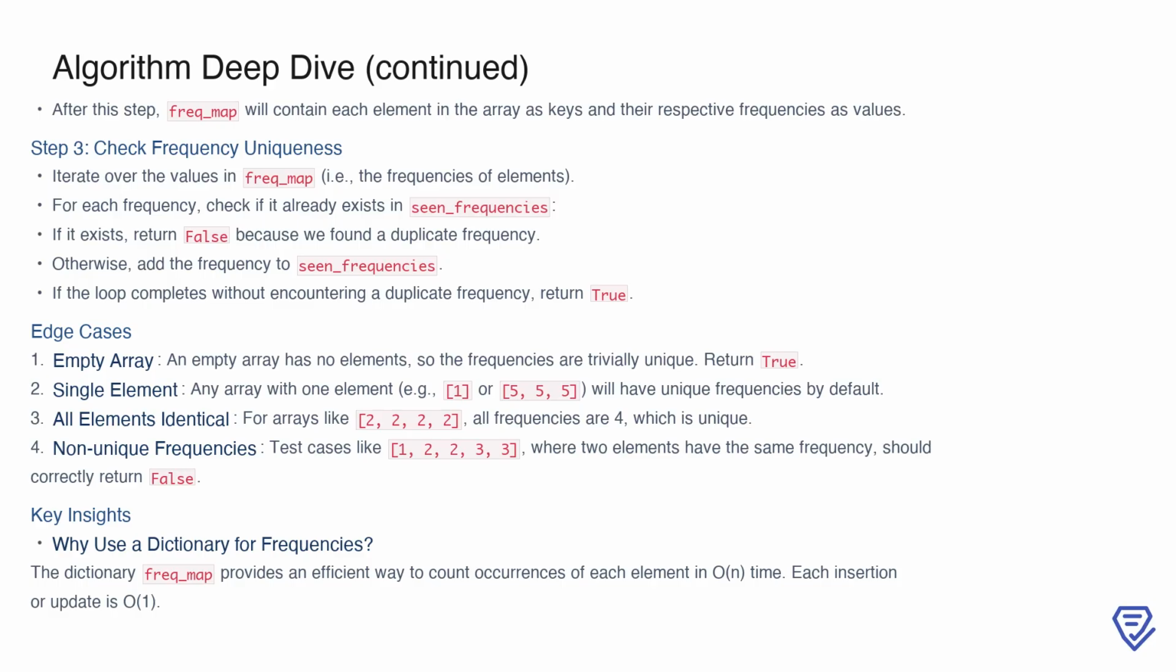It's also important to consider some edge cases. For example, an empty array trivially has unique frequencies since there are no elements. Similarly, an array with a single element, or one where all elements are identical, will have frequencies that are inherently unique. However, arrays like 1, 2, 2, 3, 3, where two elements share the same frequency, should correctly return false. These edge cases highlight the importance of our algorithm's logic and its ability to handle different scenarios effectively.